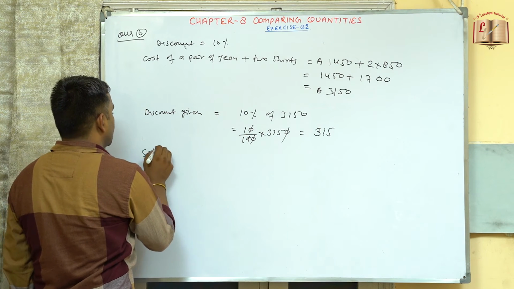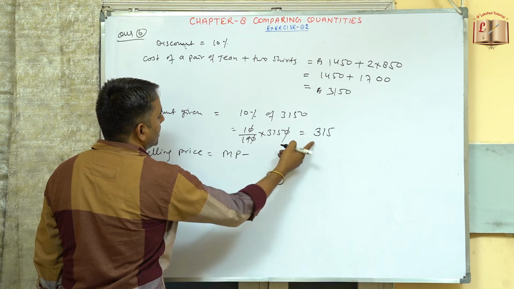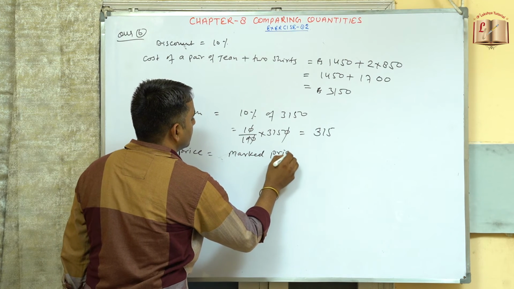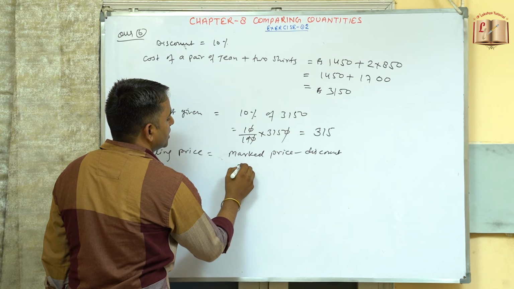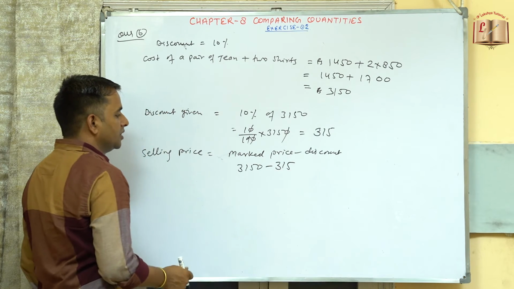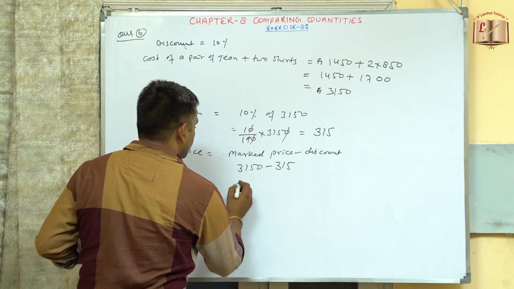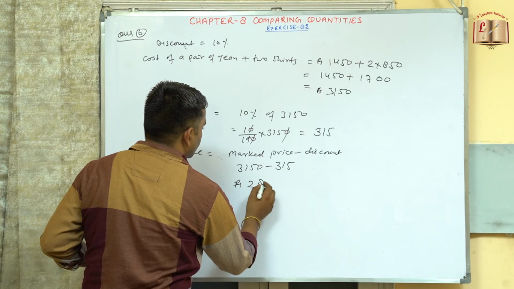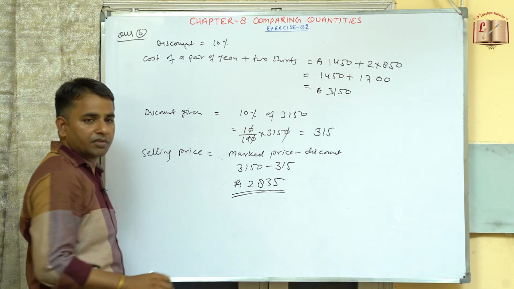Now the selling price is equals to the market price minus the discount. So the market price is given, this is 3150 minus the discount, which is 315. So we subtract this, so it will be now 2835. So this amount the customer has to pay.